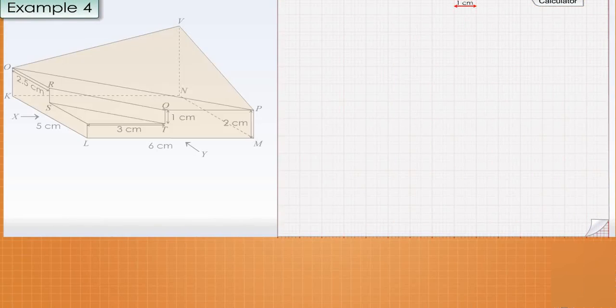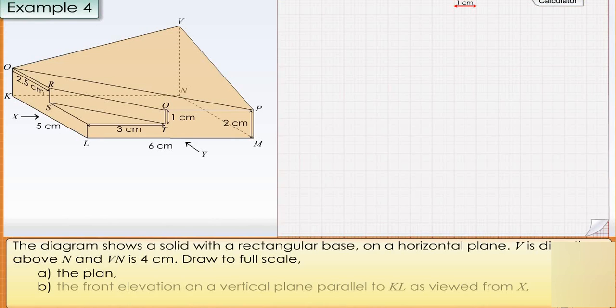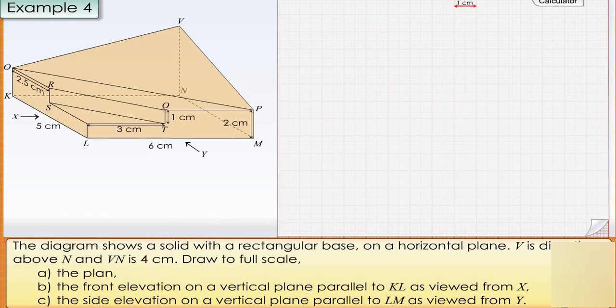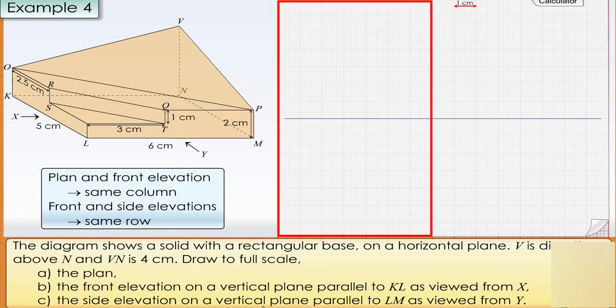Example 4. Once again, we are asked to draw the plan, the front elevation, and the side elevation of the given object. In this question, as the view from X is the front view of the object, then the view from Y is the view from its right. So this time, we will place our side elevation in the right column. Hence, the plan and front elevation will be in the left column.